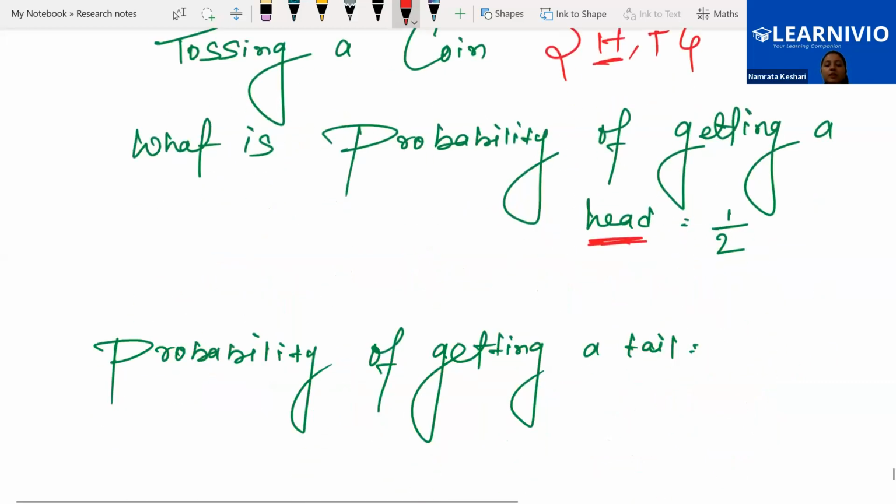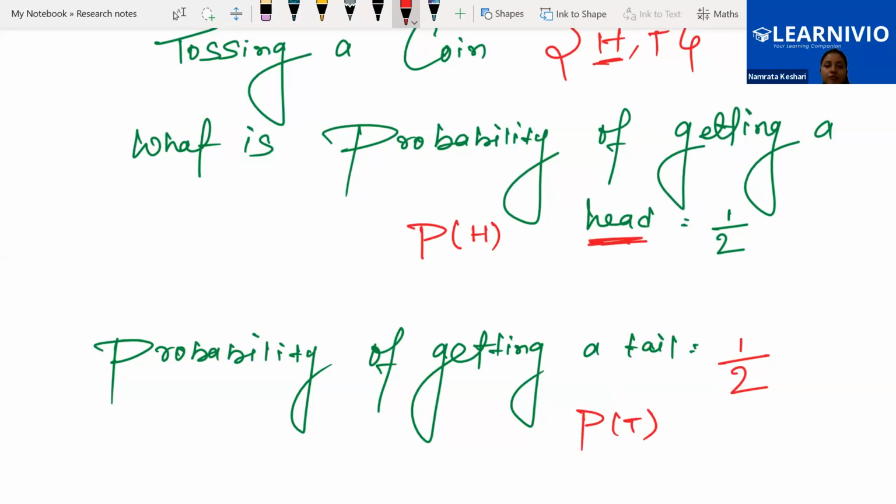Similarly, what is the probability of getting a tail? It is also 1 by 2. Perfect. Probability of getting a head is 1 by 2. Probability of getting a tail is also 1 by 2.